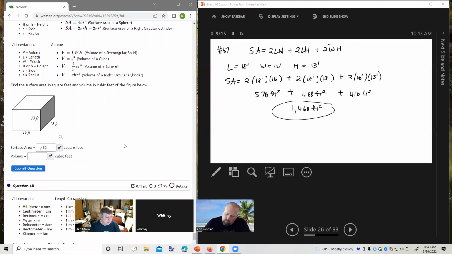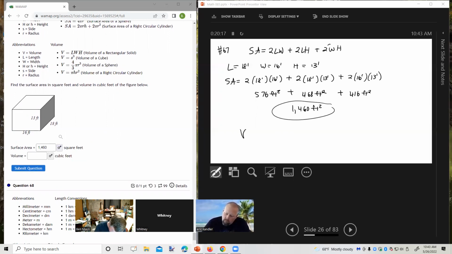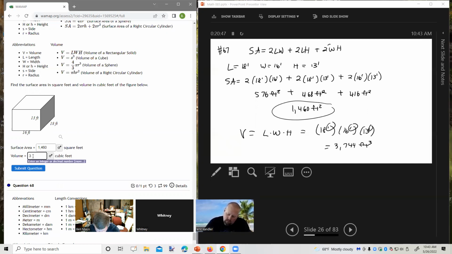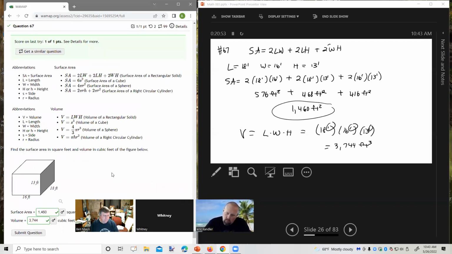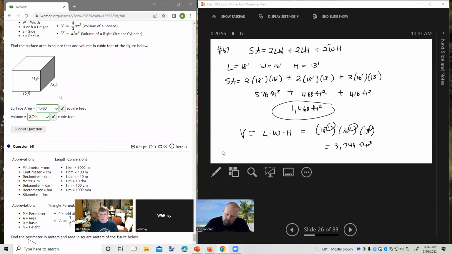All right. The volume is the length times the width times the height. So that's going to be 18 feet times 16 feet times 13 feet. And 18 times 16 times 13 is 3,744 cubic feet, because feet times feet times feet. And there we have that. Any questions there before we go on?